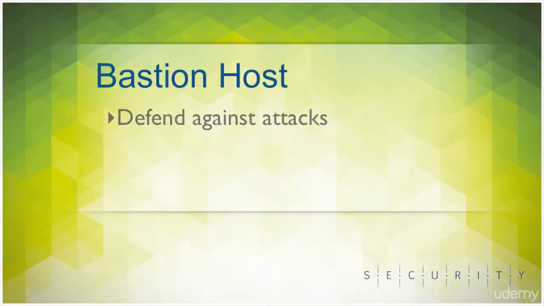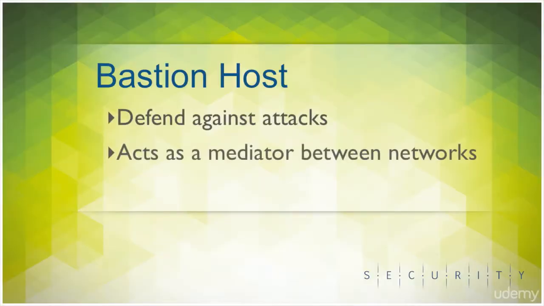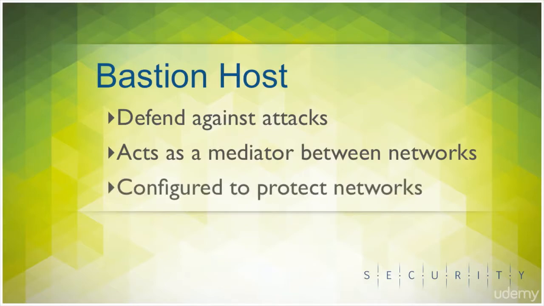When we think of firewall architecture, there are three types of architectures that we have to consider. First is bastion host, second is screened subnet, and third is multi-homed. A bastion host architecture is designed to defend against attacks. It acts as a mediator between inside and outside networks. Now, a bastion host is a computer system configured to protect network resources from attack.